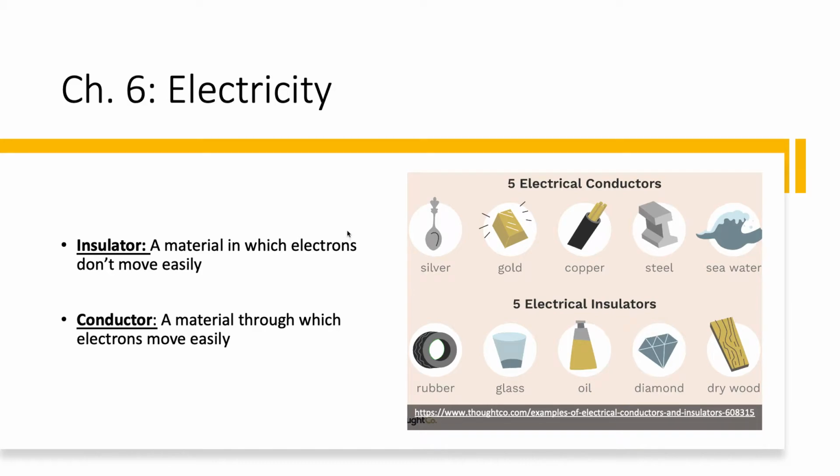Two things that we need to refer to when we talk about electricity: insulators and conductors. An insulator is a material in which the electrons cannot move easily. Examples are rubber, glass, oil, diamond, and wood. So these are things that are pretty safe when it comes to things like electricity.